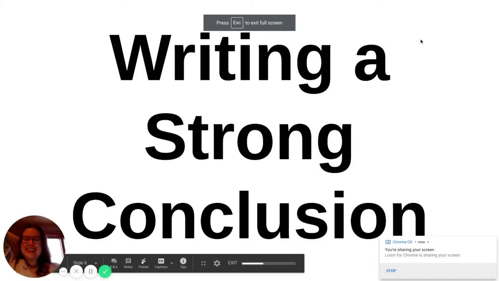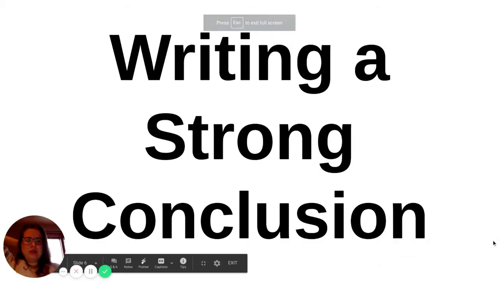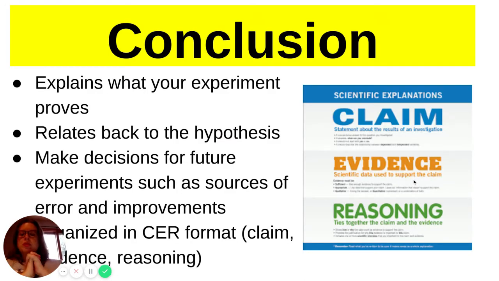Hey, sixth graders. In this video, I'm going to talk to you about writing a strong conclusion. So remember, we know that the conclusion portion of the scientific method is all about explaining what your experiment proves. It's going to relate back to your hypothesis. The conclusion will also help you make decisions for future experiments.